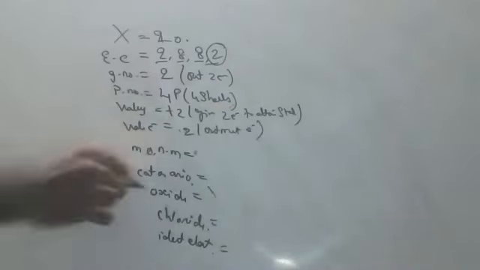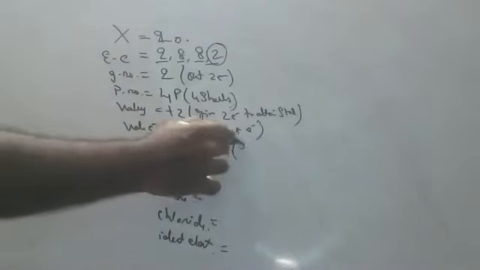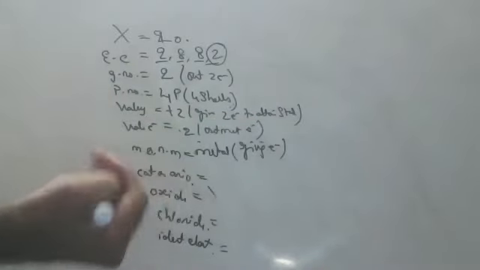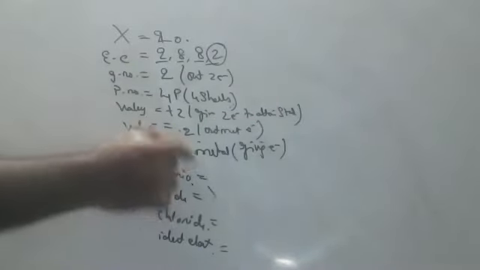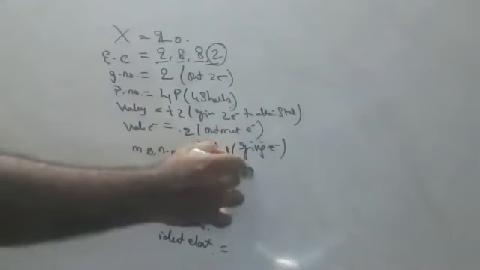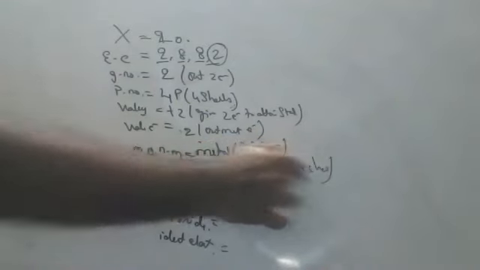Is it a metal or non-metal? It is a metal. Why is it a metal? Because it is giving electrons. Metals will give electrons, non-metals will take electrons. Is it a cation or anion? It is a cation because on giving electrons you will get positive charge.